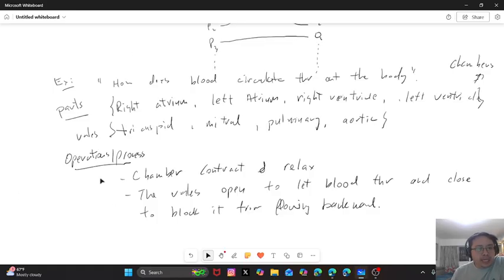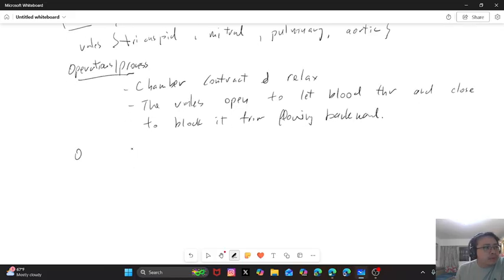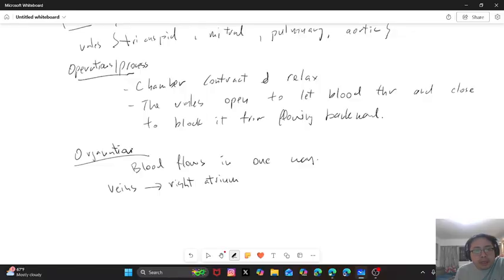So given the parts and given the organization, now we are trying to map the parts with the operations to give the explanation, right? So the organization, how the parts and the operations are arranged, would be something like: the blood flows in one way. So you have veins, and the blood goes from the veins to the right atrium, right? And then through the tricuspid valve.